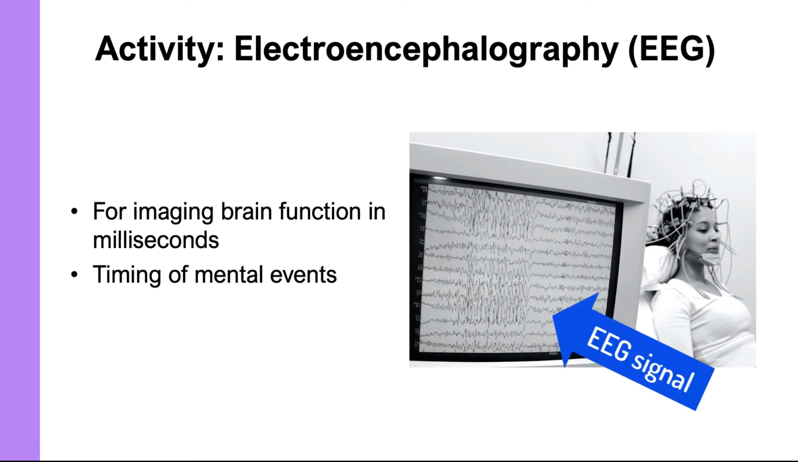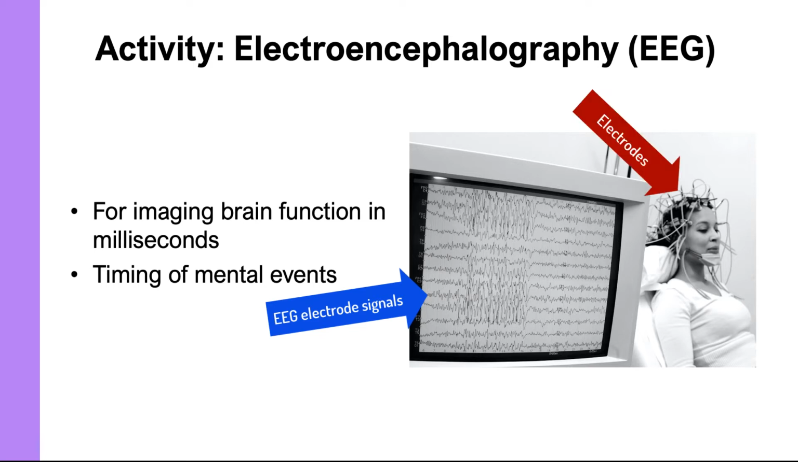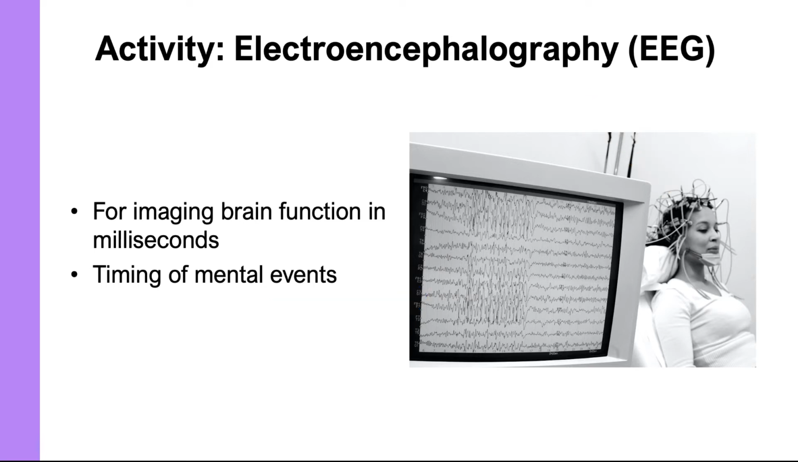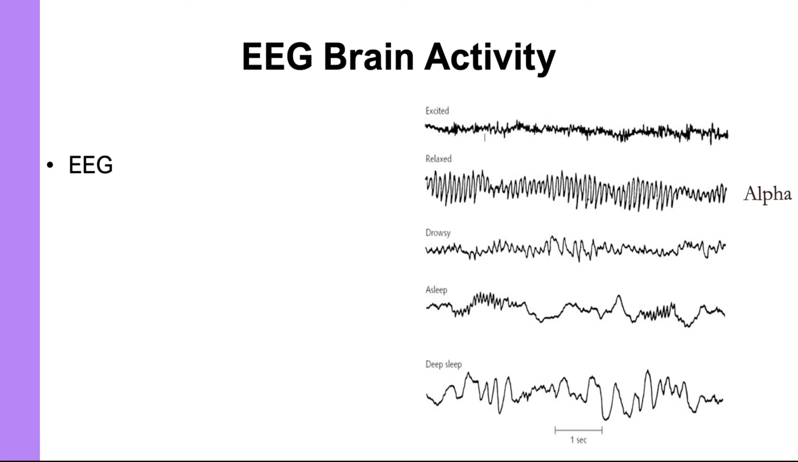Here on the screen, you can see what each electrode is picking up. Each electrode is picking up electrical signal. So each one of these little lines represents a different electrode over here on this woman's scalp. And it measures the timing of mental events, the timing of when parts of the brain are firing, down to the milliseconds. So it's pretty darn precise.